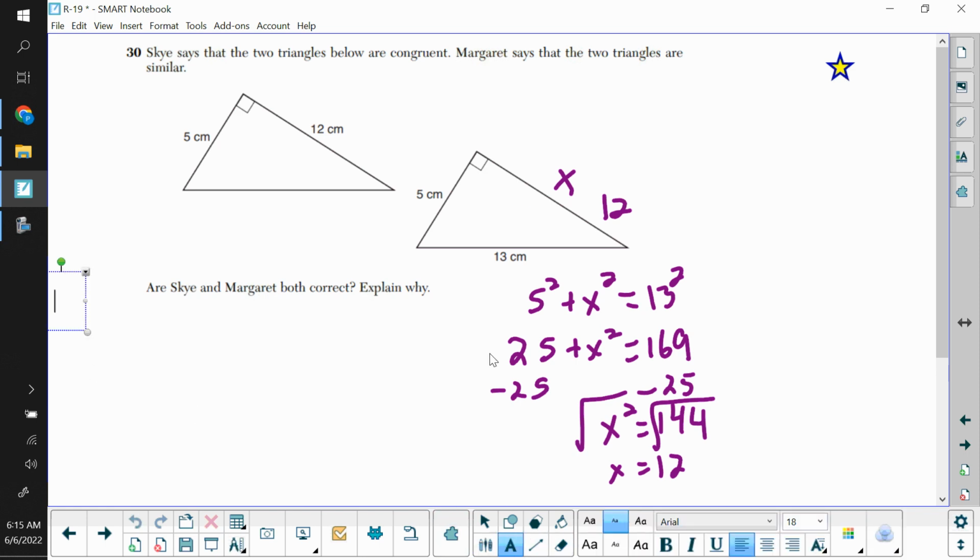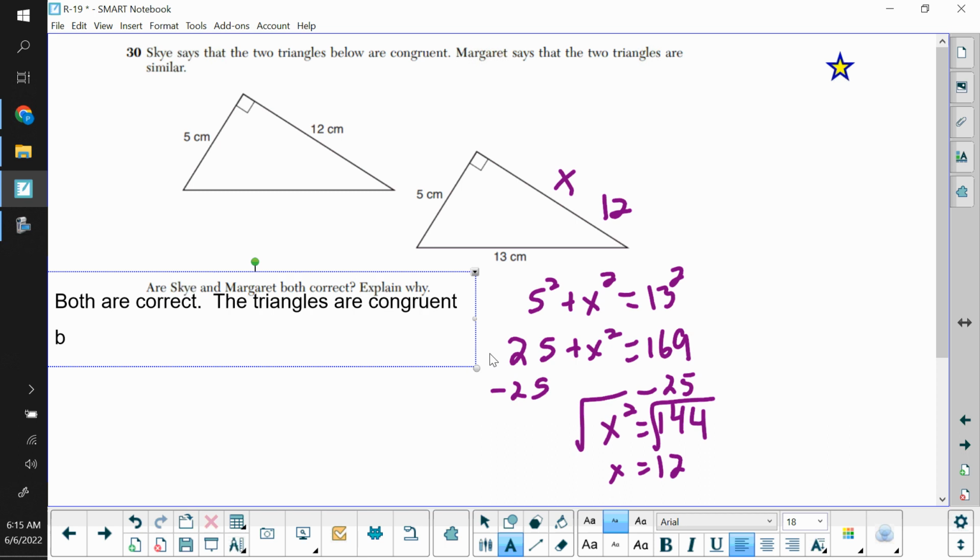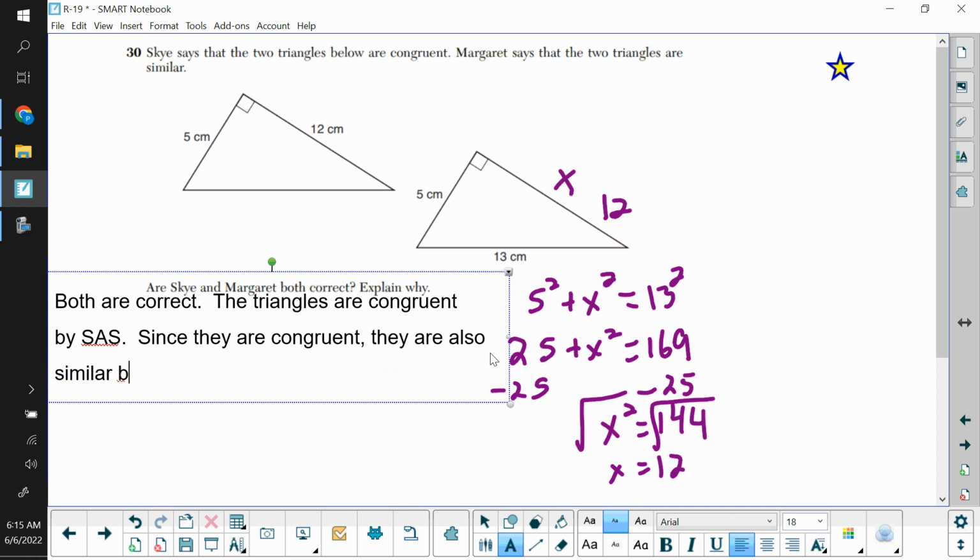So we can say both are correct. We can say the triangles are congruent by side, angle, side. Since they are congruent, they are also similar by angle-angle similarity postulate.